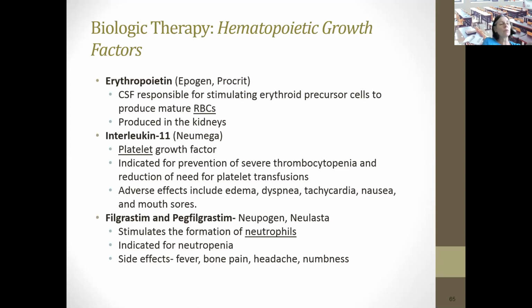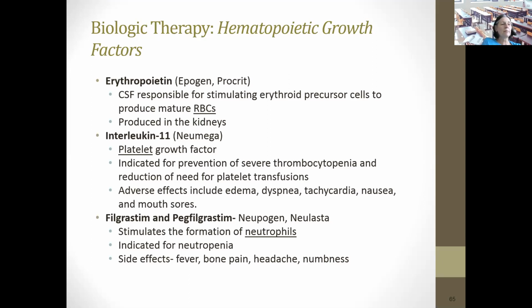Interleukin 11 or Neumega. That is a platelet growth factor. So if your patient has thrombocytopenia, bruising, bleeding, and we were worried about their platelet counts, then we can give this drug to improve their platelet count. Adverse effects of this: mouth sores, edema, shortness of breath, tachycardia.